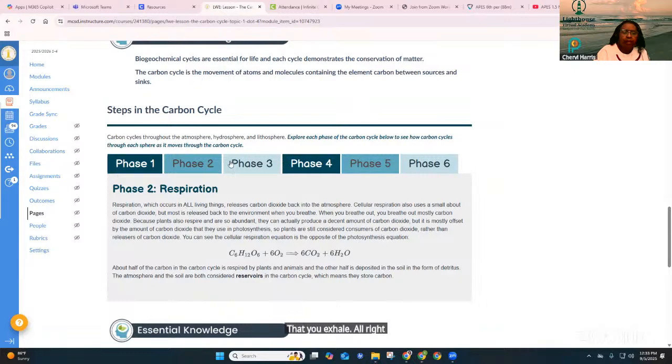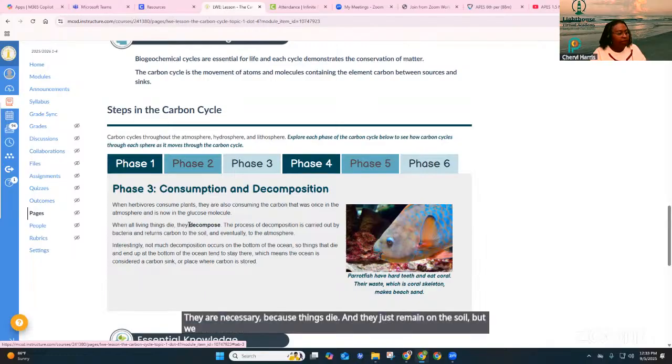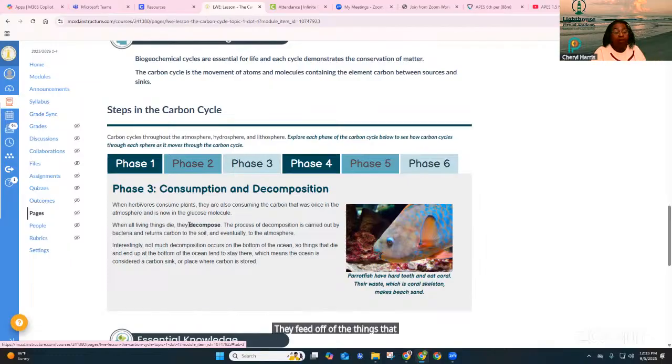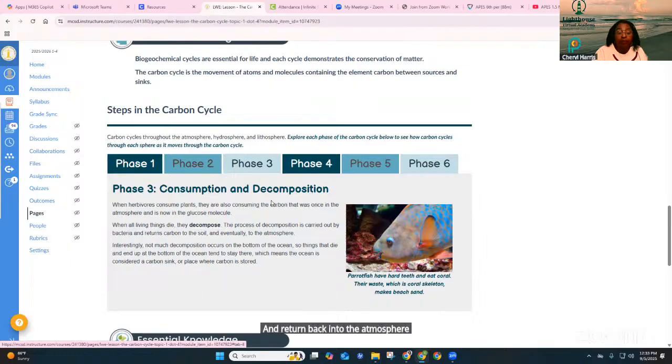All right, so what else do we want to remember? Remember that decomposers are part of any cycle. They are necessary because things die and they just remain on the soil. If we did not have decomposers, things would just be piling up on the soil and not going anywhere. So decomposers, they feed off of the things that die, but they also return these nutrients back to the soil. So the carbon is returned to the soil that way. It's also released as a gas and returned back into the atmosphere that way.